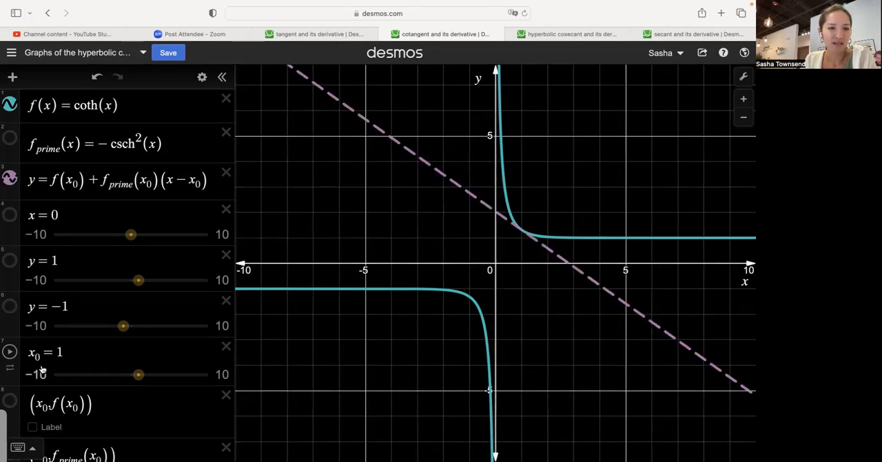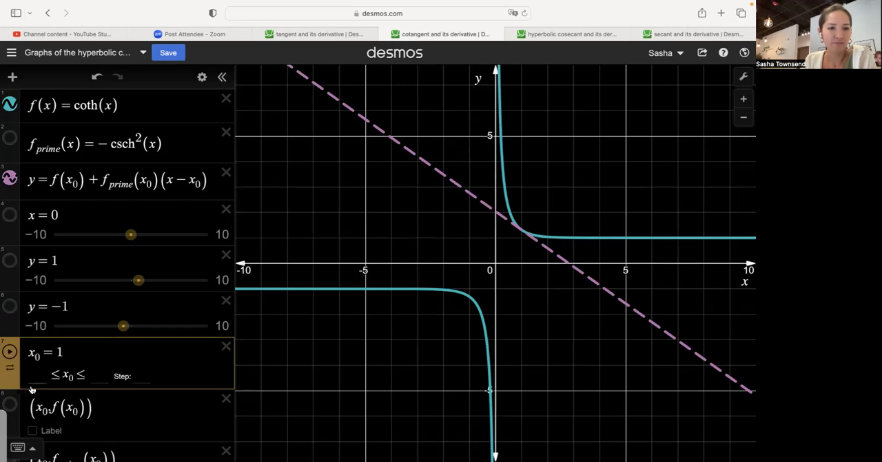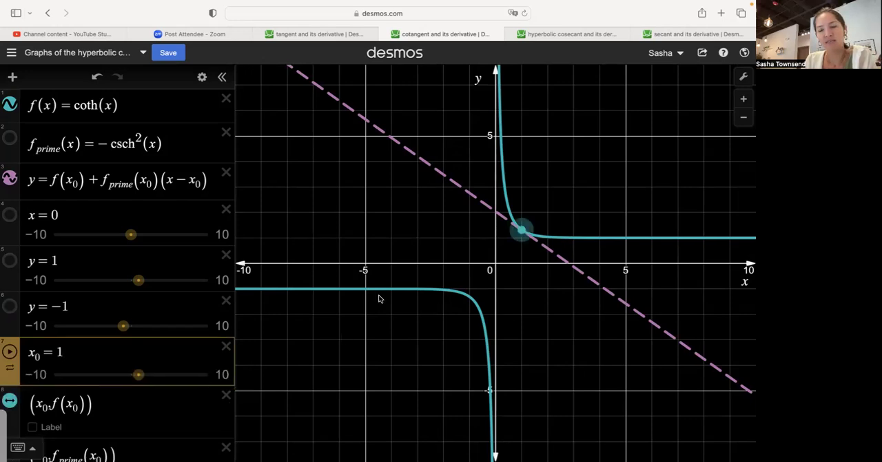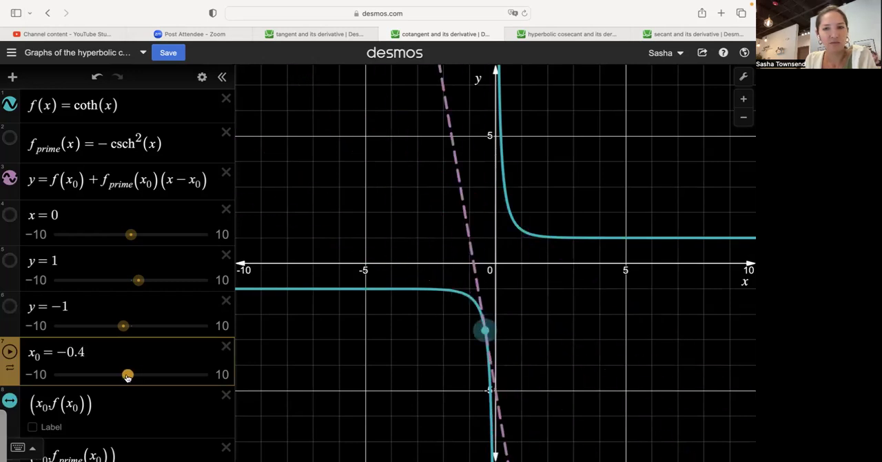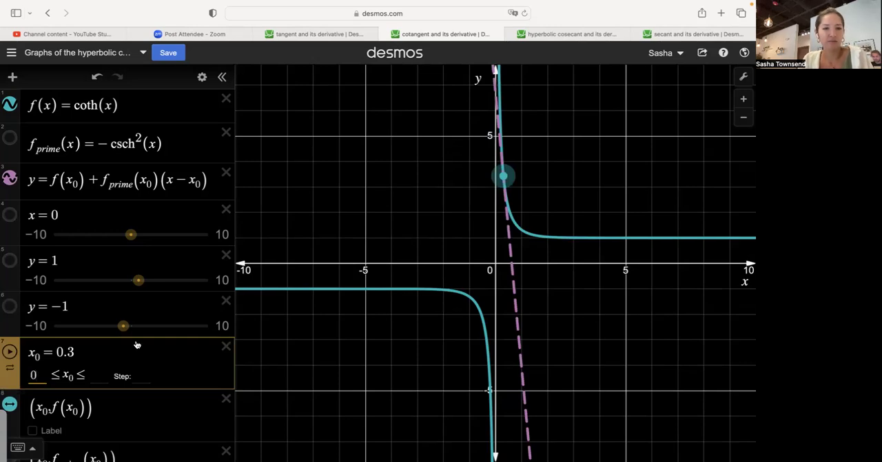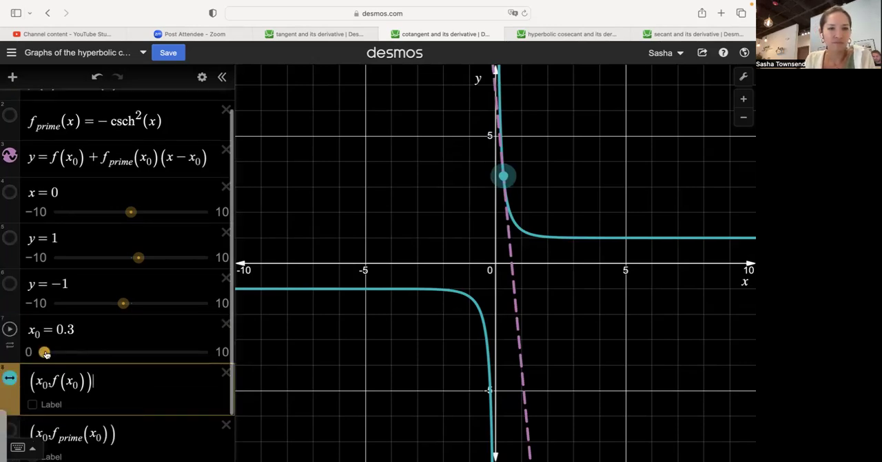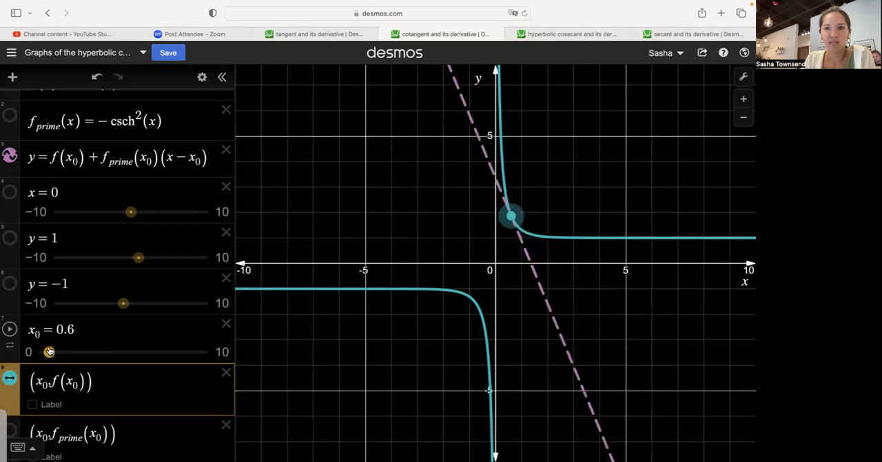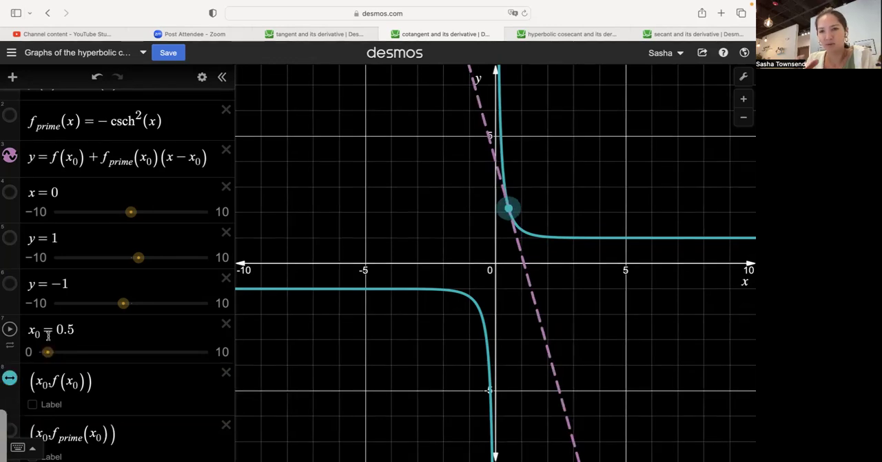Here's a tangent line at x naught equals 1, and I plot that point. That has a negative slope right here. And if I move this back and forth, actually, let's just go from 0 to 10. Notice that all of those slopes are negative. That's a very large negative slope. It's a very steep negative slope. Or the line is very steep, so I'd expect a large negative value for the slope.